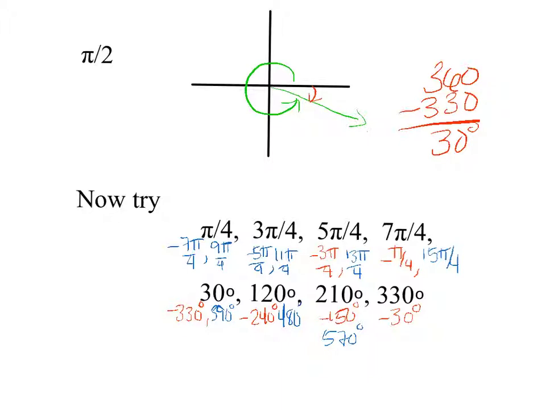And then I want to look at the positive version, so I go full circle and back again. That's going to be 360 degrees plus 330 degrees, so it gives me 690 degrees.